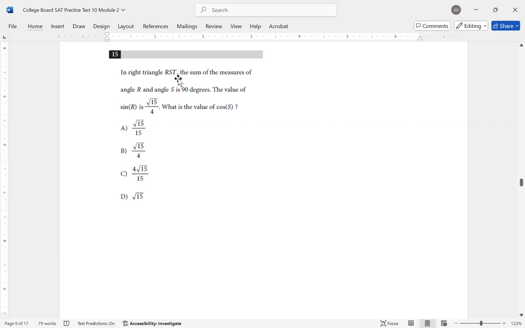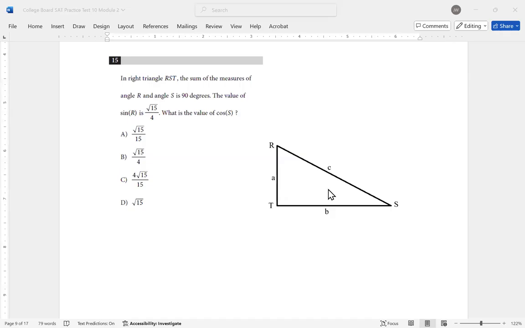So I'm just going to go ahead and draw a picture where T is the right angle, and then I'll label the sides as A, B, and C, legs of the right triangle and the hypotenuse. Here's our right triangle drawn with right angle T, and R and S are the other angles. The legs we'll call A and B, and the hypotenuse we'll call C. That's the traditional labeling of that right triangle.